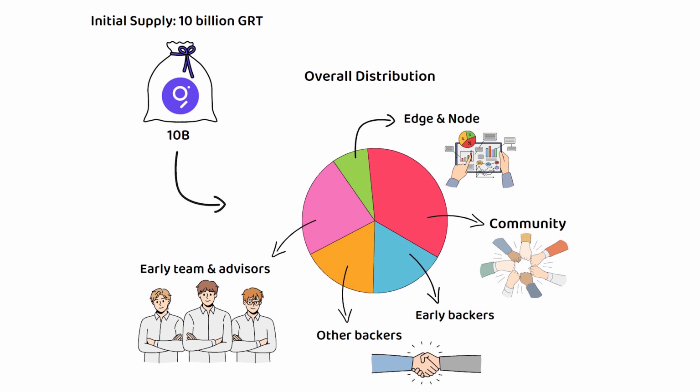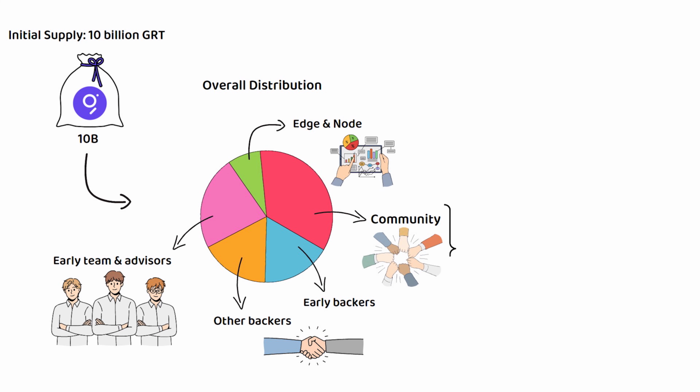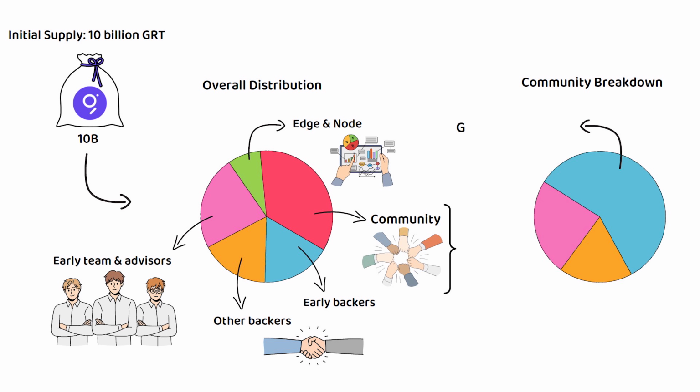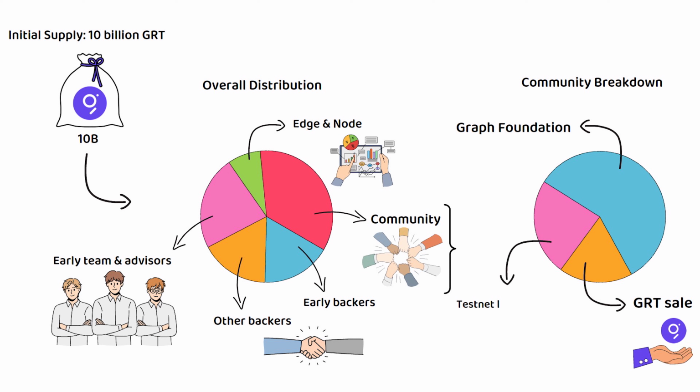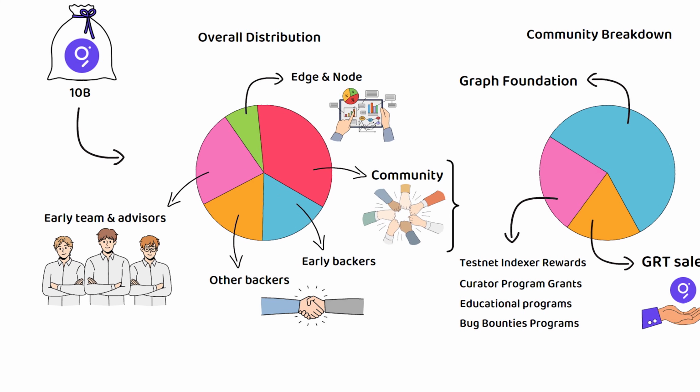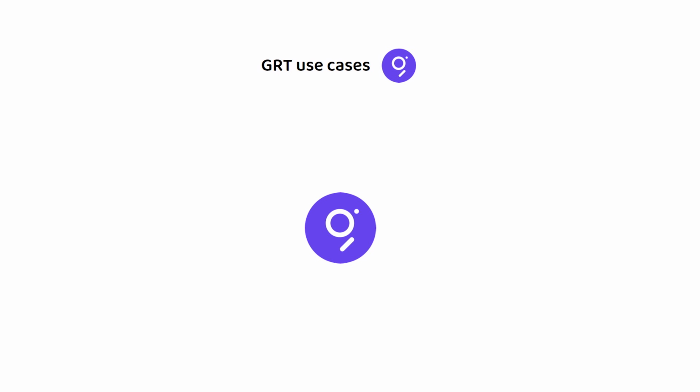Of that 35%, 58% went to the Graph Foundation, while 18% was sold during the GRT sale. Finally, the remaining 24% was given to the Testnet Indexer Rewards, the Curator Program grants, and the Educational and Bug Bounties programs. The GRT token is a utility token that can be used in multiple ways to generate income.